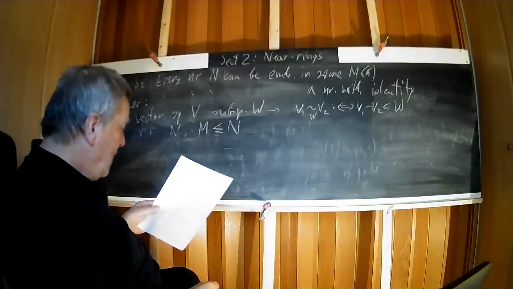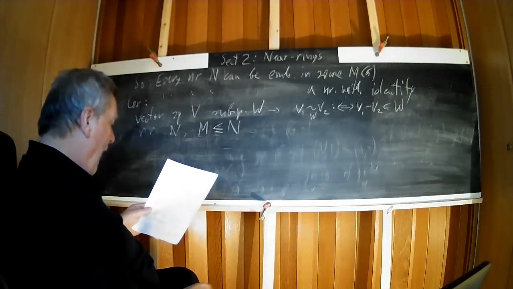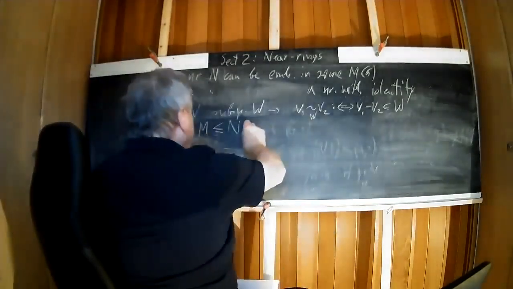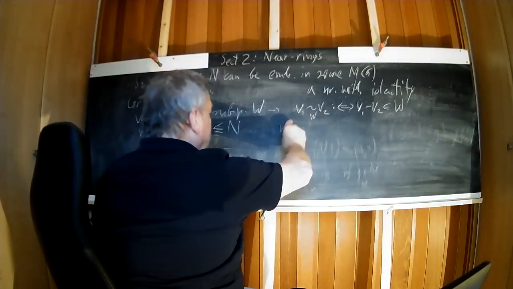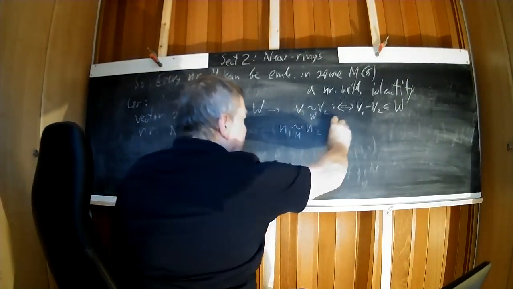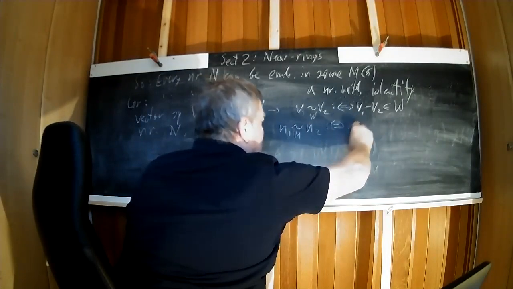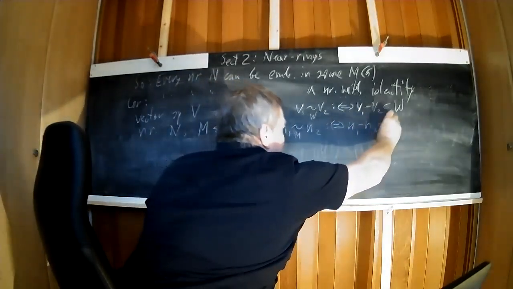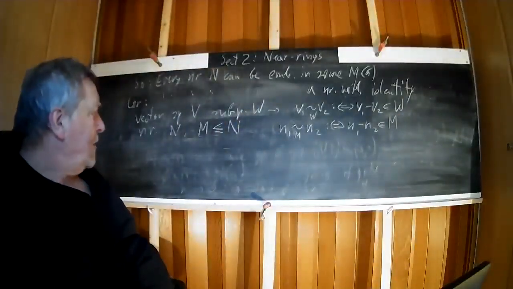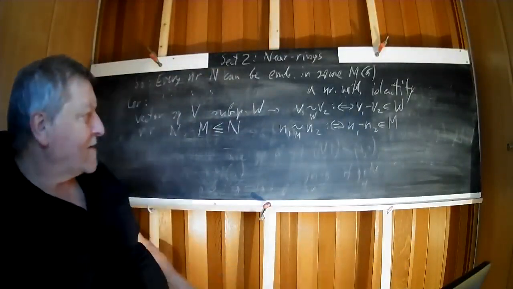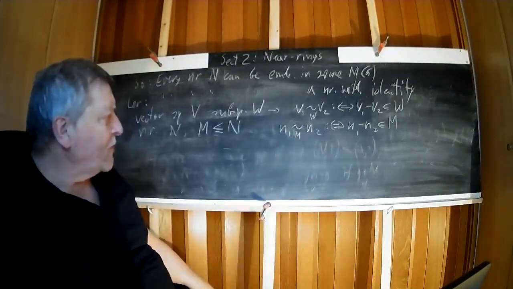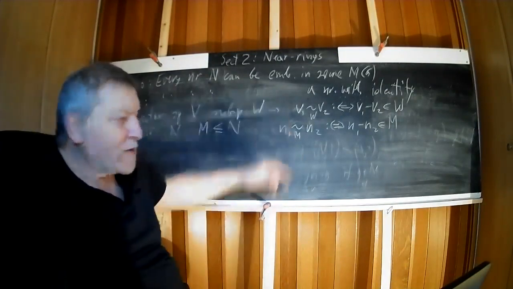Then we again might define an equivalence relation in the following way, that we say if we have two elements N1 and N2, they are equivalent with respect to M again if their difference N1 minus N2 is contained in this sub-near-ring M. Now we might ask, of course, is this an equivalence relation, and that can be shown in the same way as for vector spaces.